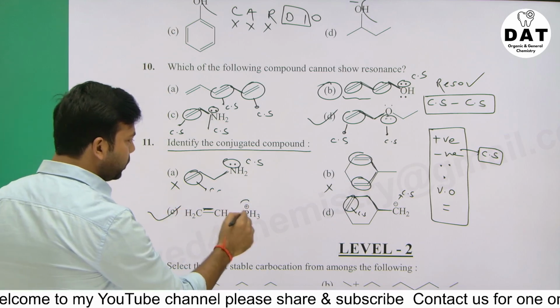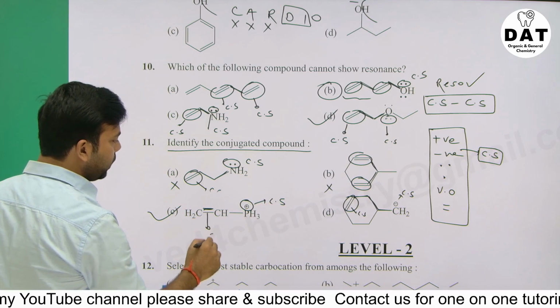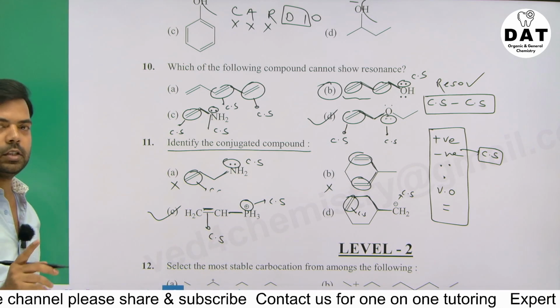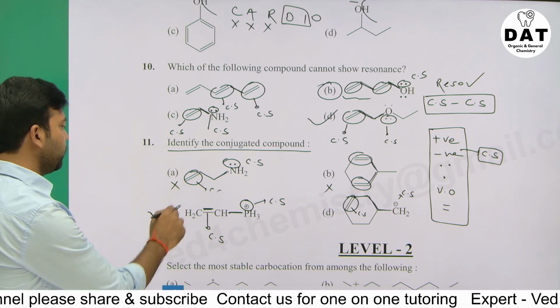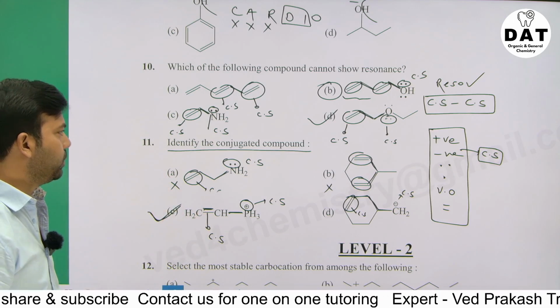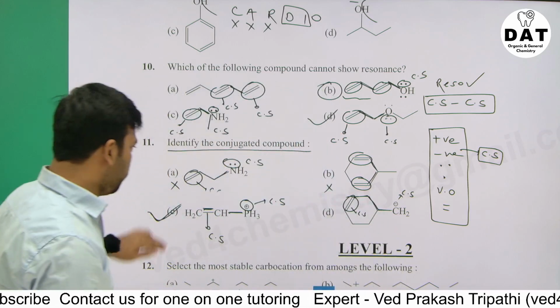Why? The positive charge you can consider as a conjugate species. The double bond is a conjugate species. And here we have a single bond separating them. That means resonance. Clear? So here you can keep a double bond. Okay, question 11, option C. Now the next is question 12.